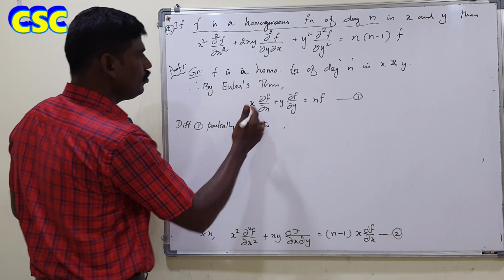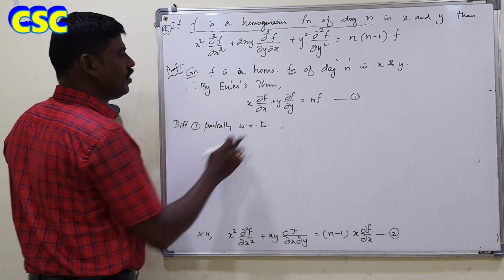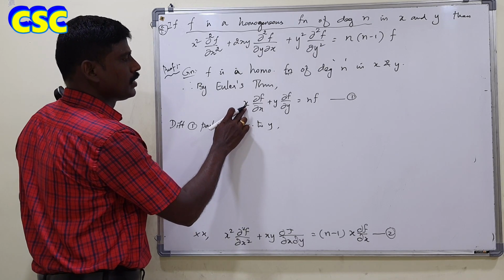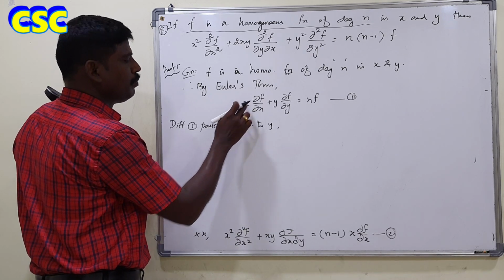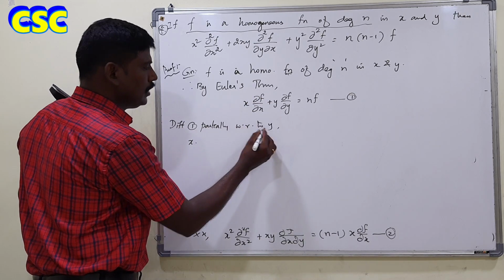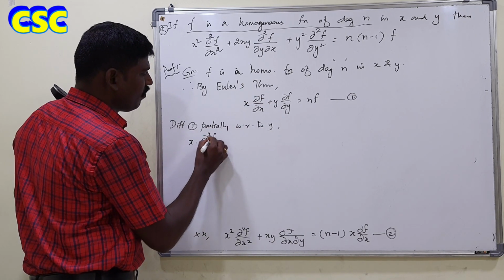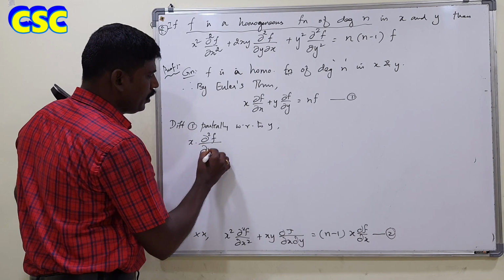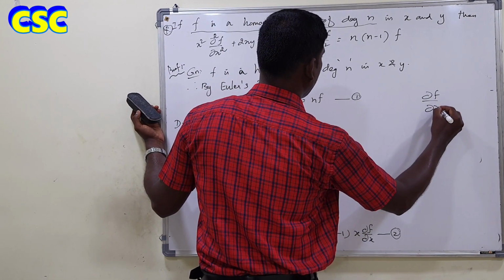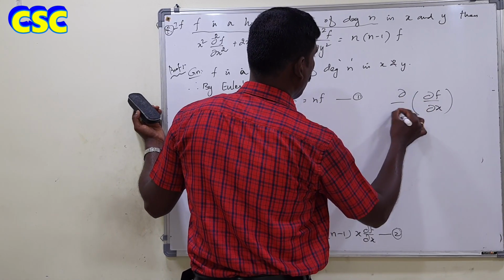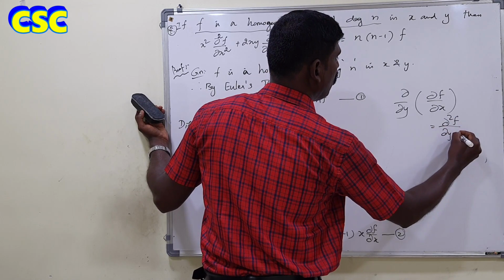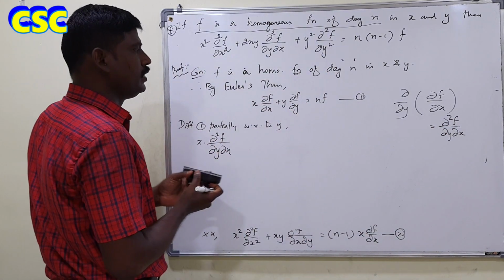Right? So now I am going to differentiate partially with respect to y. Here x is a constant, it is in a product, so we keep it the same. What is the derivative of dou f by dou x with respect to y? So it is dou square f by dou y dou x, isn't it? So that's why I write it here.